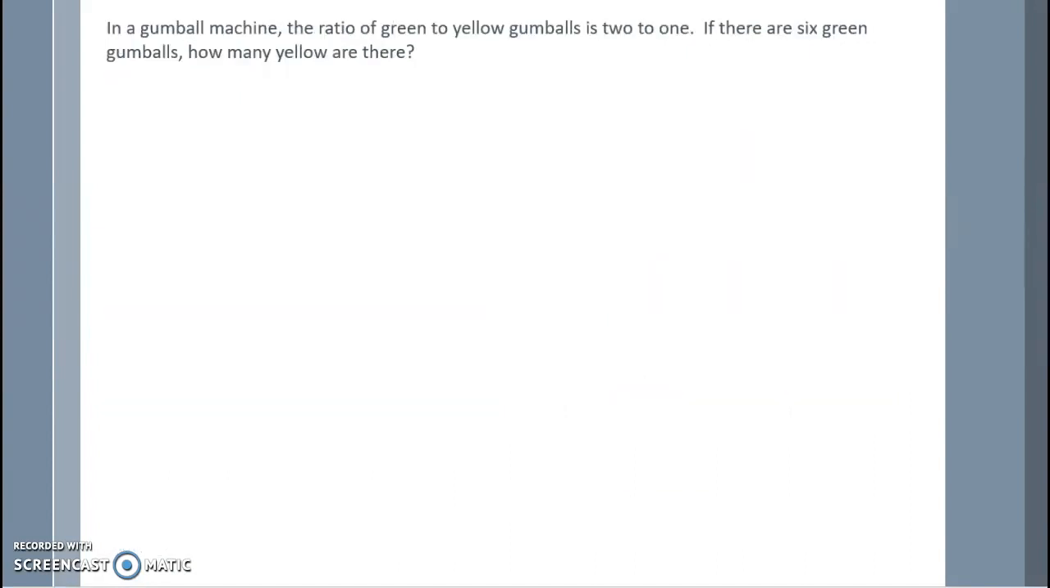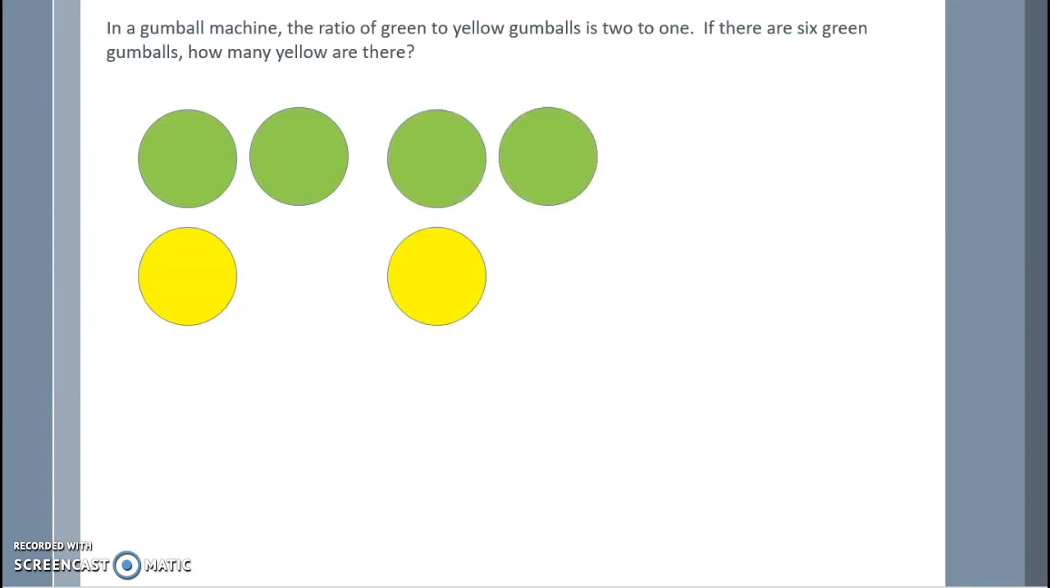In a gumball machine, the ratio of green to yellow gumballs is 2 to 1. If there are 6 green gumballs, how many yellow are there? So here are 2 green gumballs and 1 yellow gumball, but we need 6 of them. So I build another set.